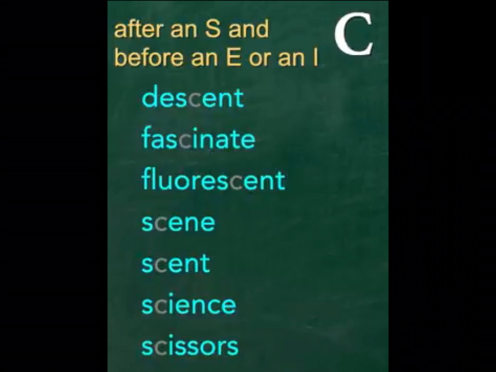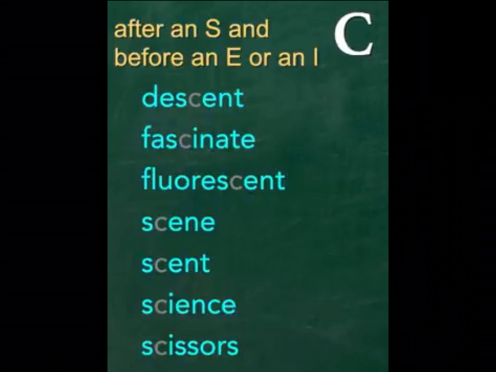Now let's look at C. C is almost always silent if it comes after an S and before an E or an I. For example: descent, fascinate, fluorescent, scene, scent, science, and scissors.